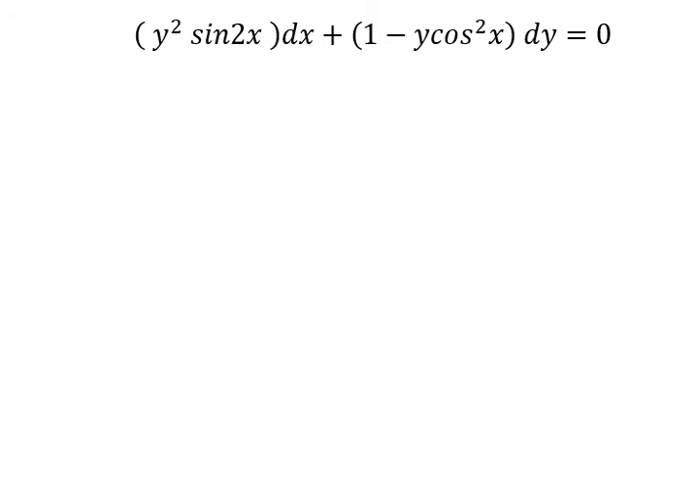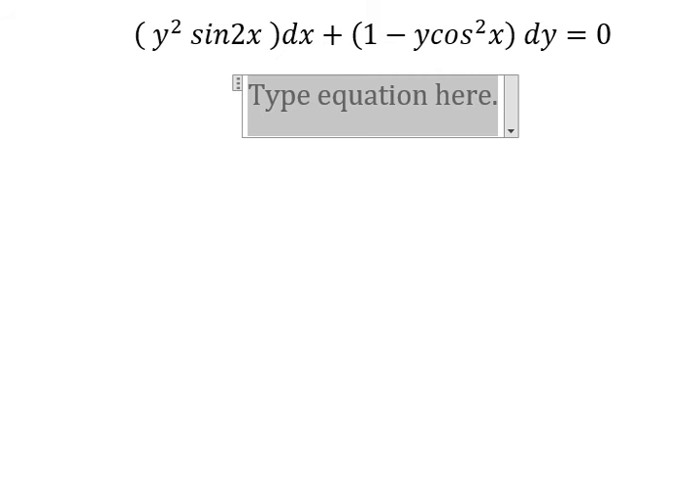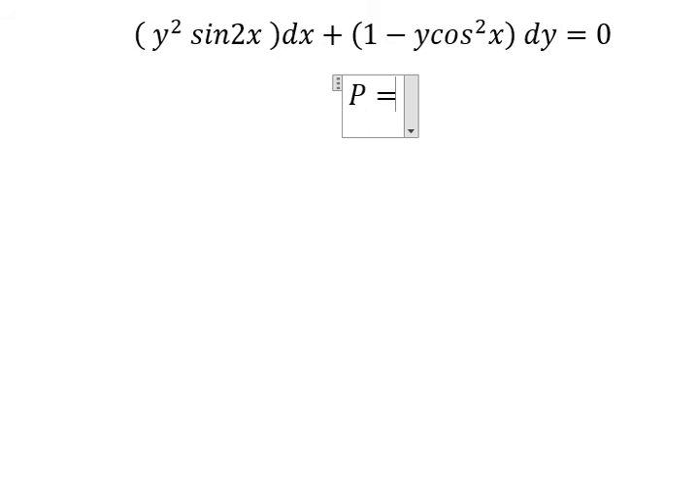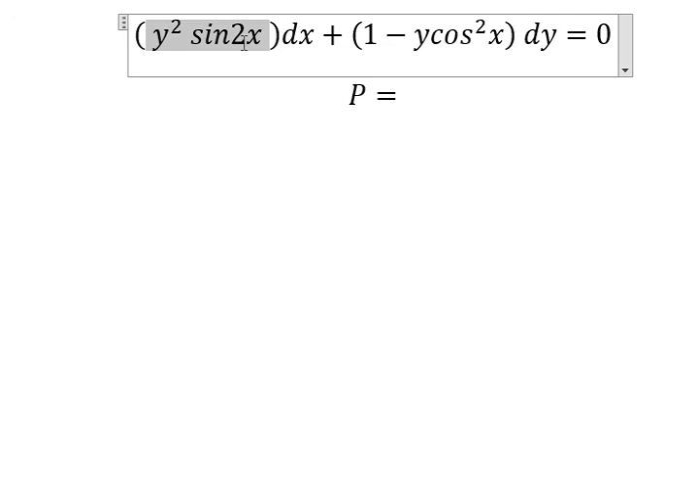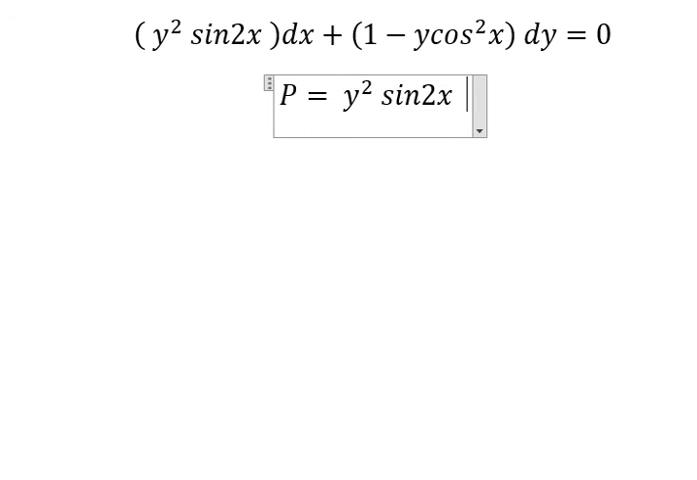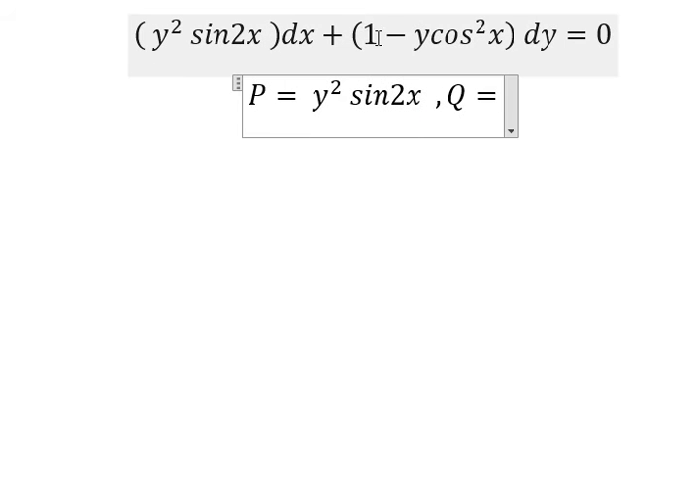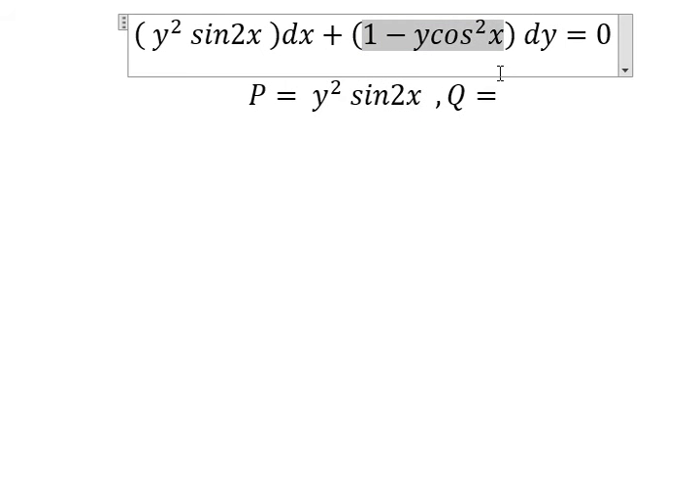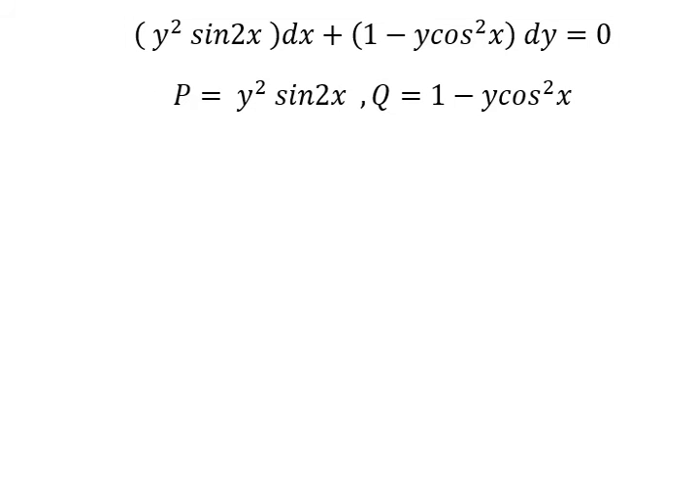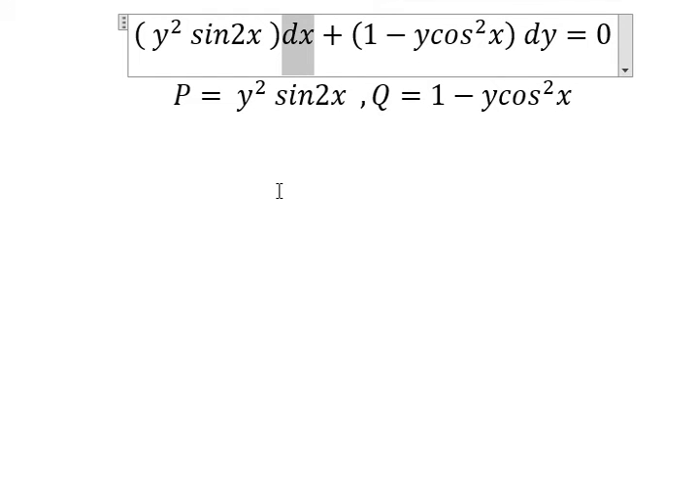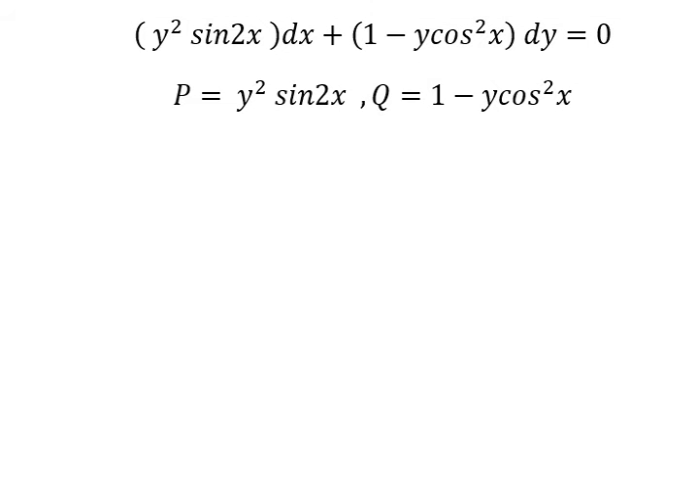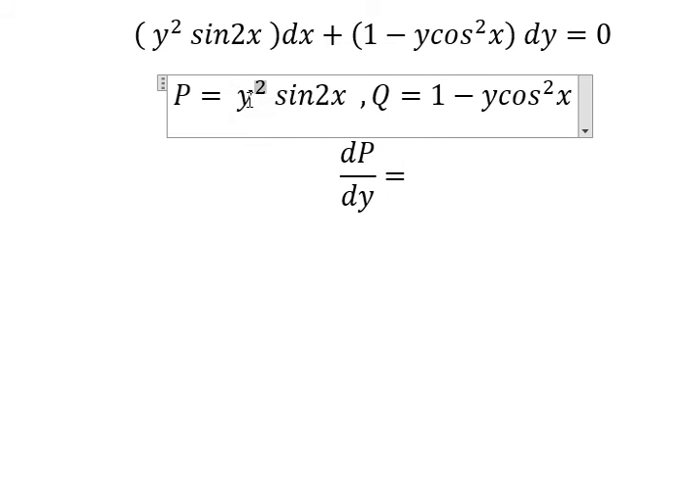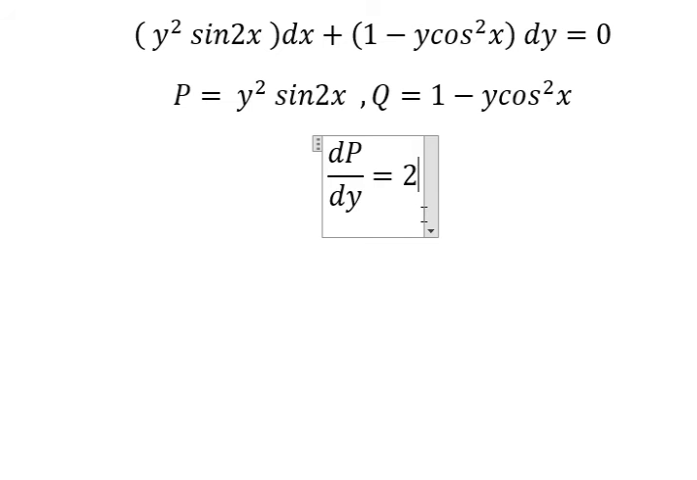I will put b equals to this one and q equals to this one. So we have the s. That means we need to do first the derivative of b with respect to y. So this one we have 2y.